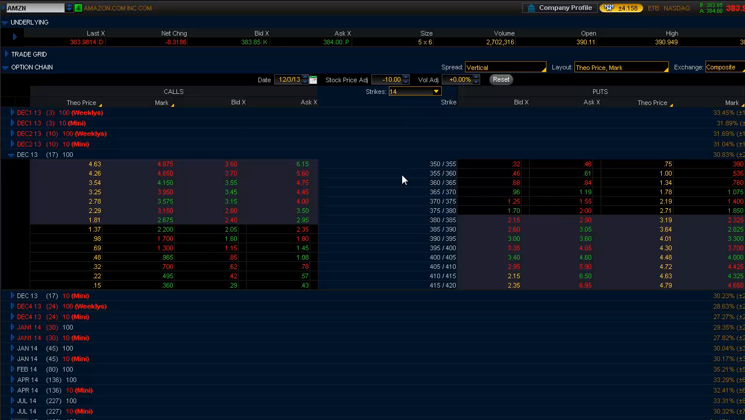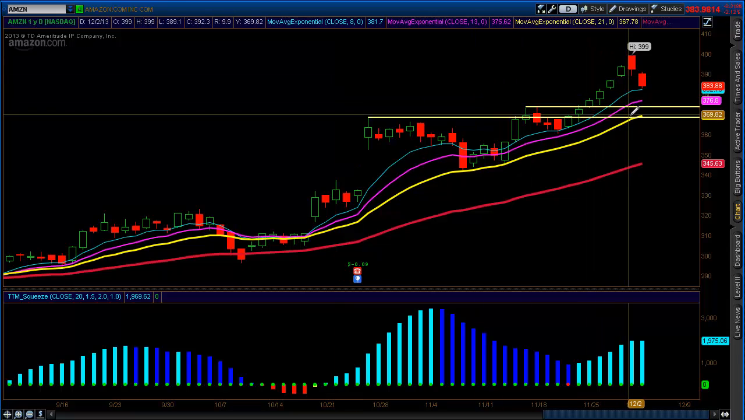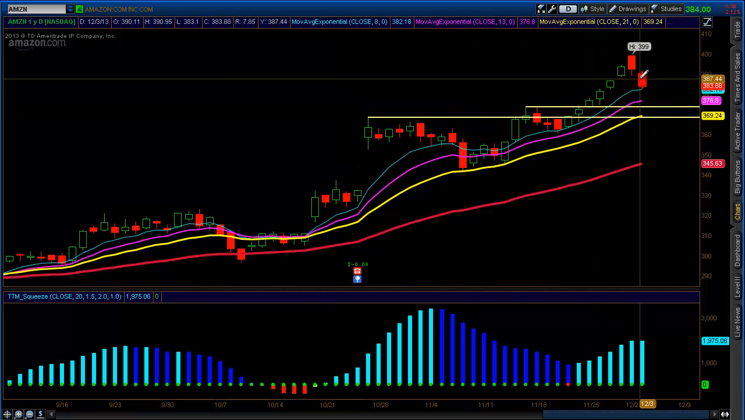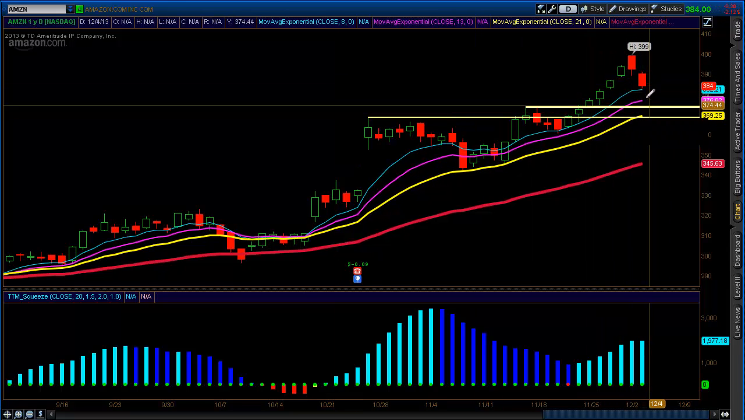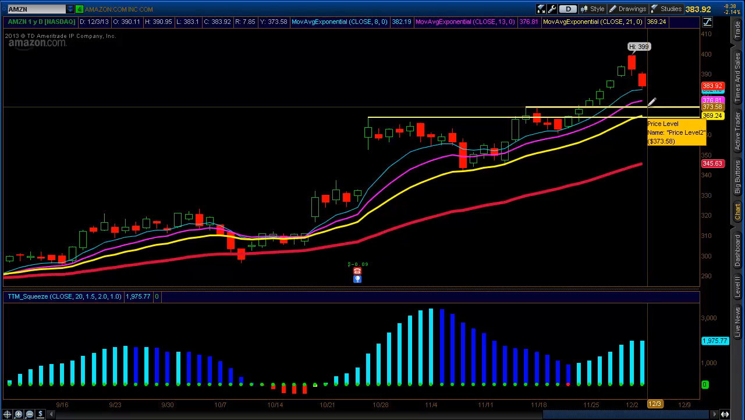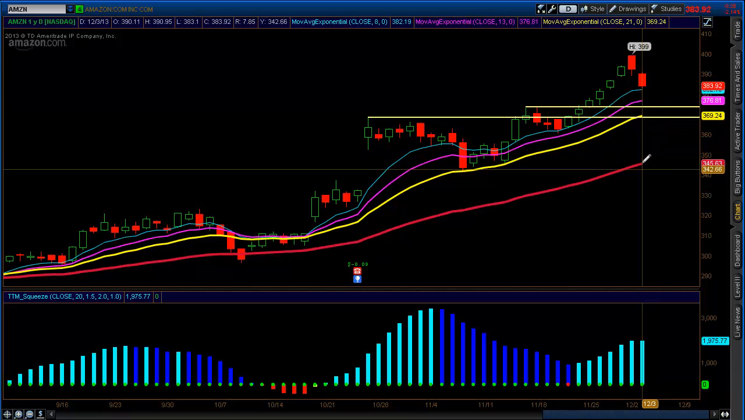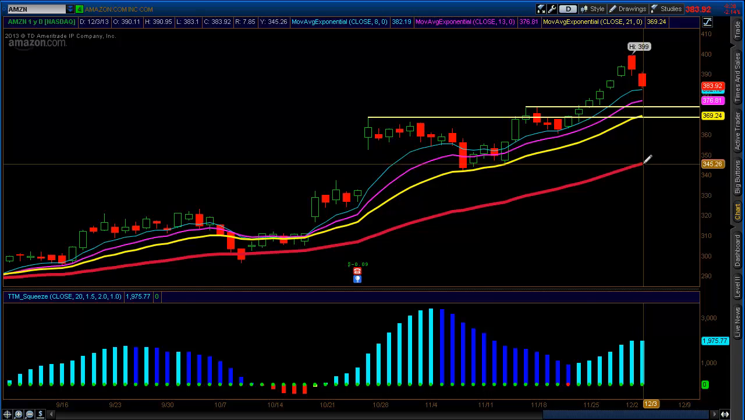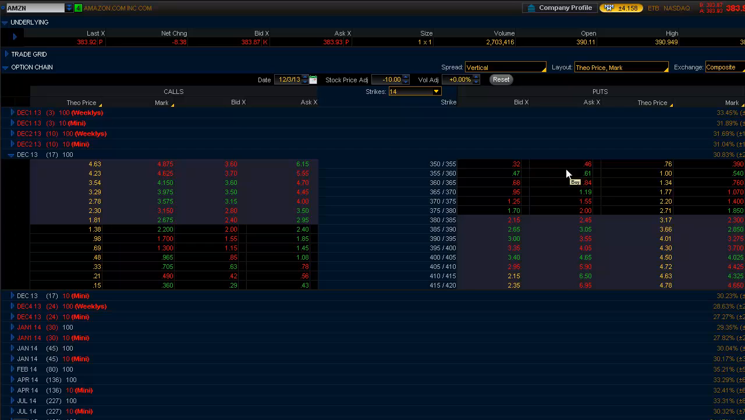So in this case, let's go back to the chart real quick. We were looking at Amazon in the 370s. So let's say if it did pull back to 373, let's say that happens tomorrow, then we would want to sell something lower here. Selling the 55 EMA would actually be perfect. So the 350, let's see what that looks like. So right now, selling the 355, 350, if it pulled back 10 bucks, we could only get 75 cents for it.